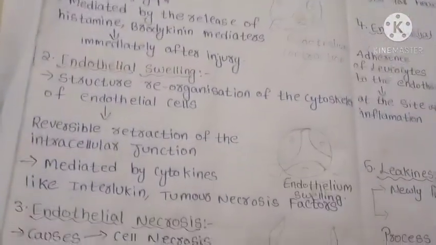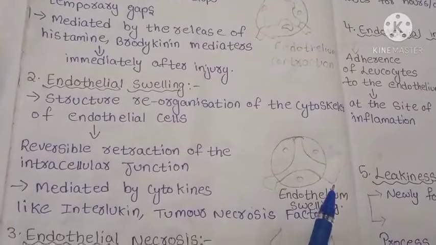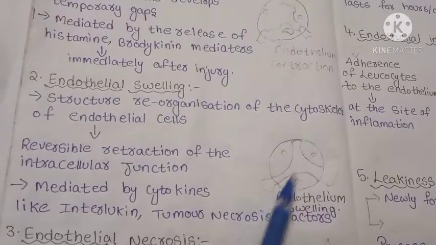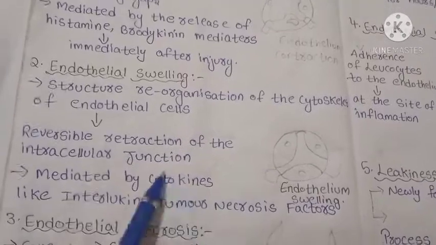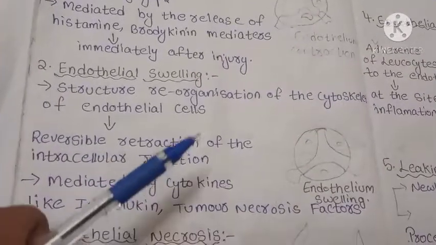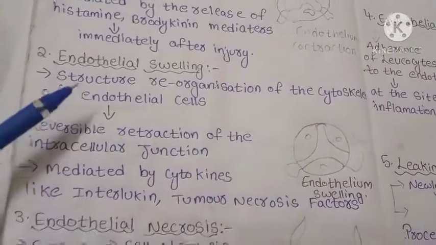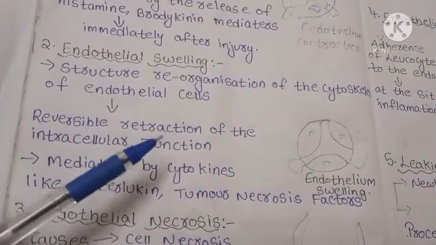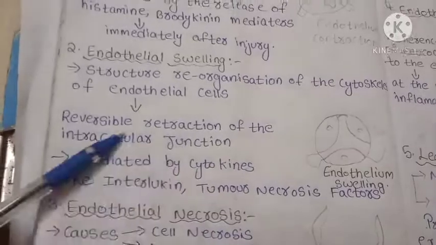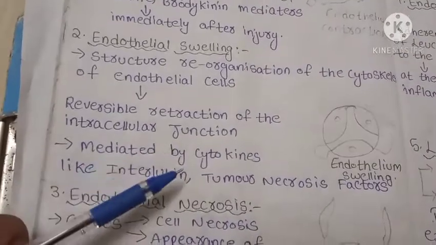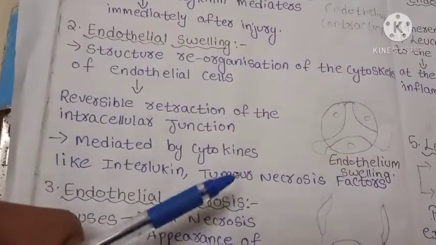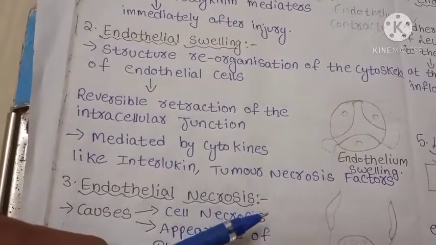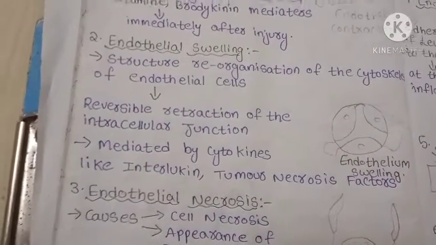Next, endothelial retraction. Here you can see the swelled structures of endothelial tissue. It occurs due to structural reorganization of the cytoskeleton of endothelial cells, which is reversible retraction of the intercellular junction, and it is mediated by cytokines like tumor necrosis factor and also interleukin.